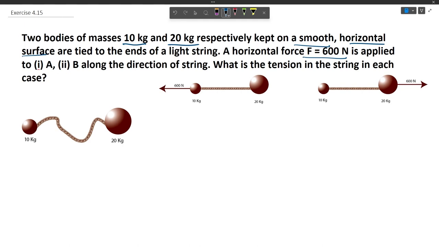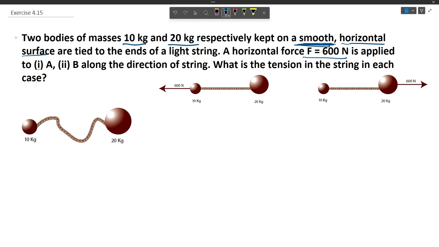So the question basically says that there are two masses. The first one is of 10 kg and the second one is of 20 kg. They both are kept on a smooth horizontal surface. Here smooth refers to the surface which has no friction, or we can take mu, the coefficient of friction, to be 0, and we can eliminate the friction altogether. Also, horizontal surface here means that the force of gravitation would be acting vertically downwards.